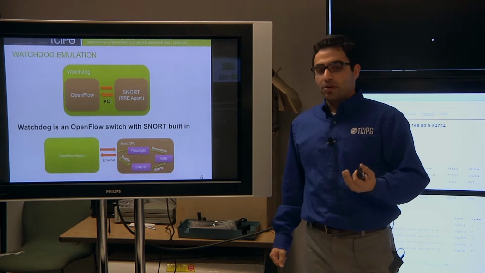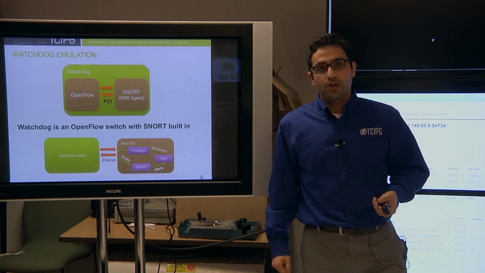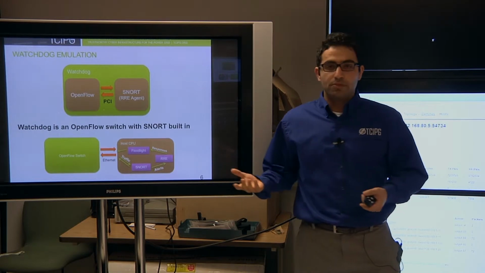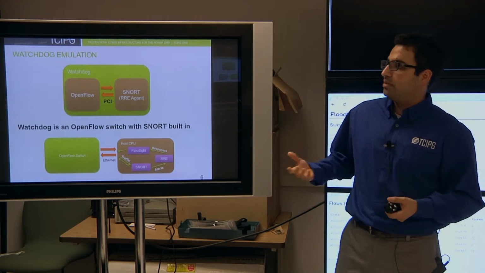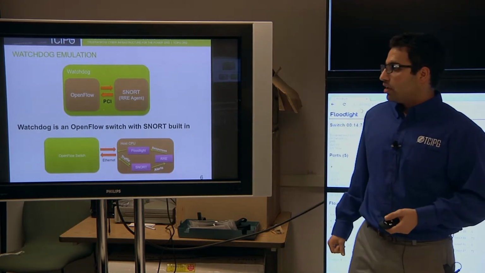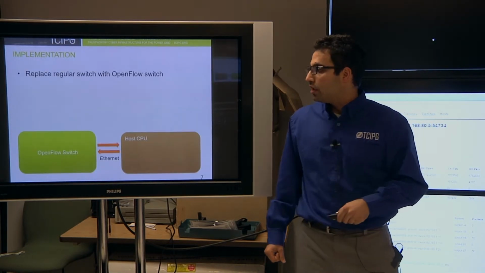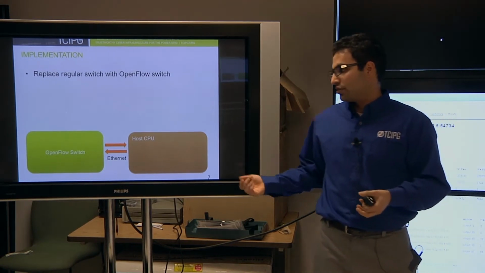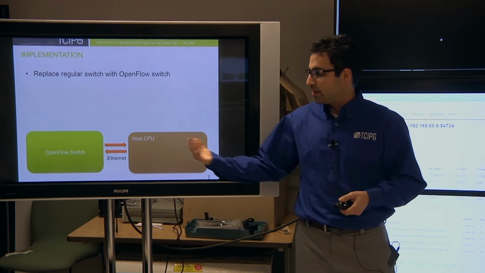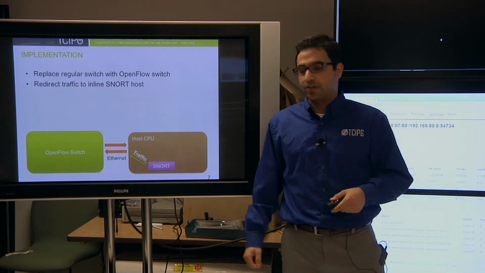Watchdog is a project which is not a commercial product yet, but the whole idea is that it would have an OpenFlow processor and a microprocessor with Snort implemented, and whenever OpenFlow finds a possibly malicious packet, it would forward it to Snort for deep packet inspection. Since Watchdog is not implemented yet, we are emulating its function by replacing the 2 cores with 2 machines. So we're going to have an OpenFlow switch and a host processor, and packets are going to come in and out using Ethernet. And OpenFlow will redirect traffic to Snort.